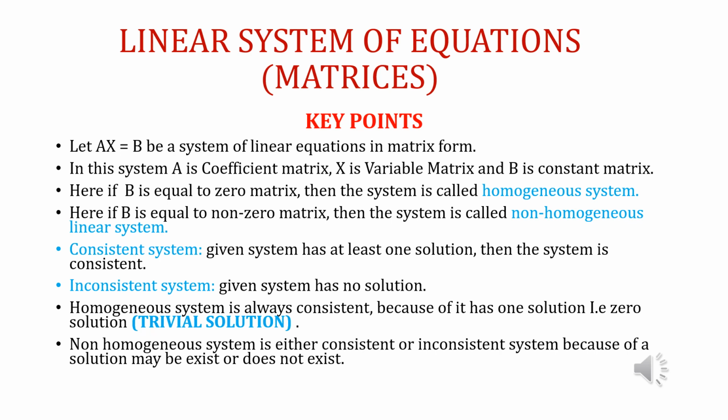Here the system is either consistent or inconsistent. Suppose the given system has at least one solution, then the system is consistent. If the given system has no solution, then the system is inconsistent. A homogeneous system is always consistent because it has at least the zero solution, which is also treated as the trivial solution. A non-homogeneous system is either consistent or inconsistent.